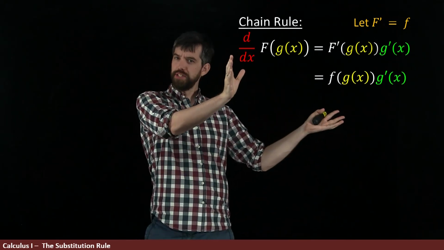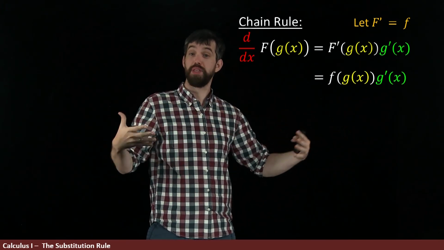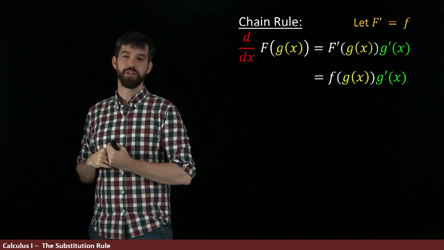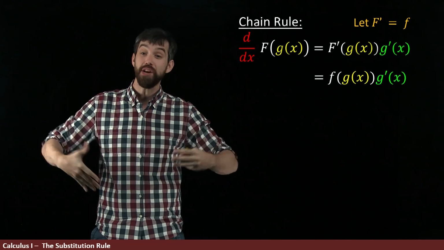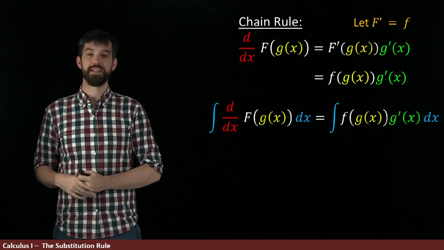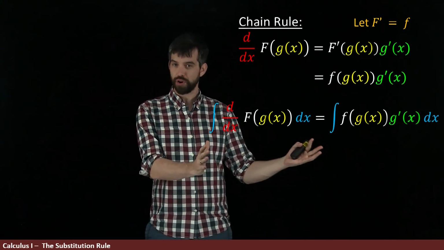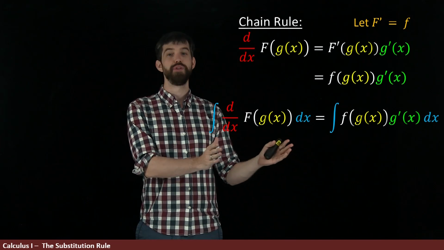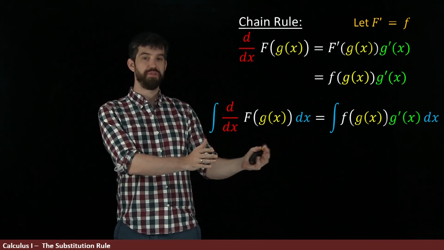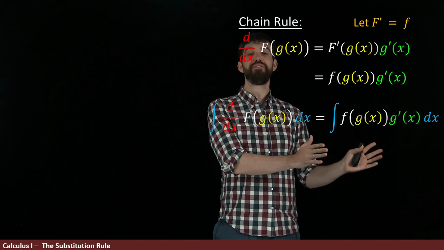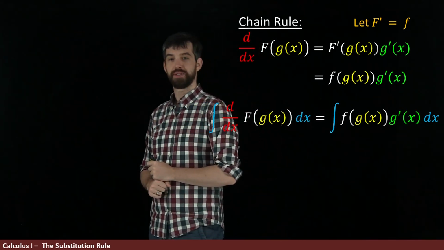Now, this is just an equation in terms of the variable x. We have this function of x on the left and this other function of x on the right. So I can take the integral of both sides with respect to x. So let me wrap this in integral signs. I'm saying the integral with respect to x, that's what the dx means, of the derivative with respect to x of big F of g of x, and that's going to be equal to the integral also with respect to x of f of g of x times g prime of x.